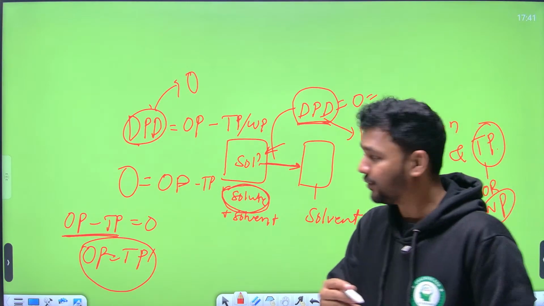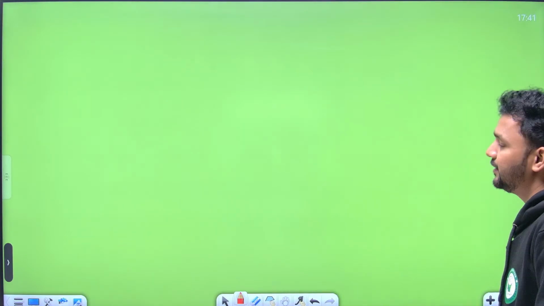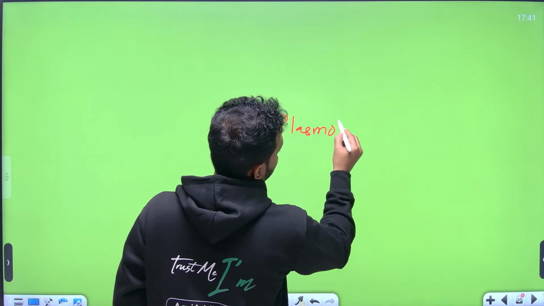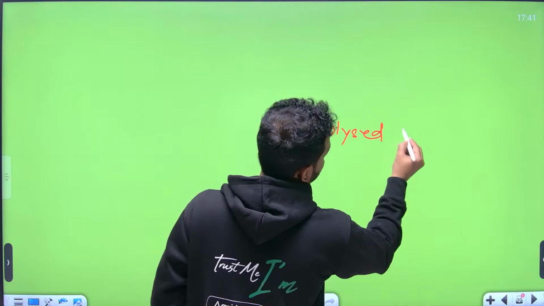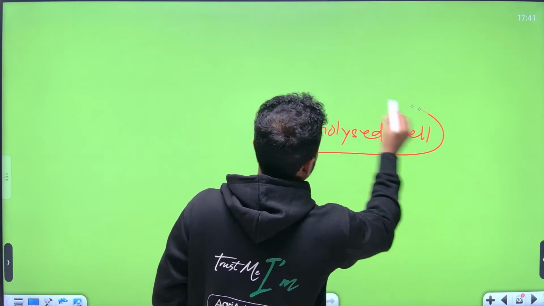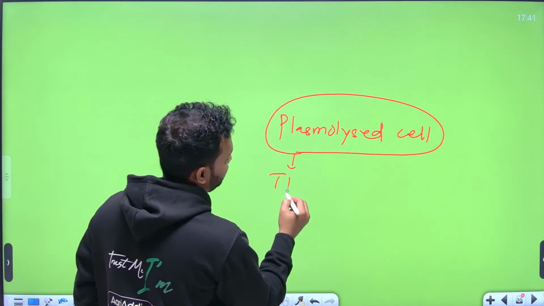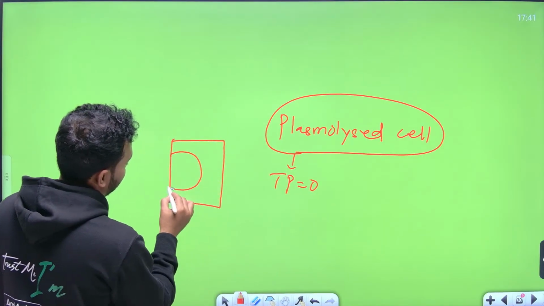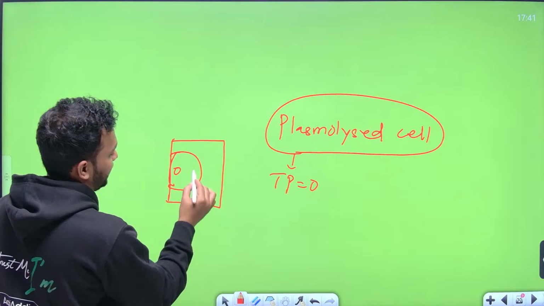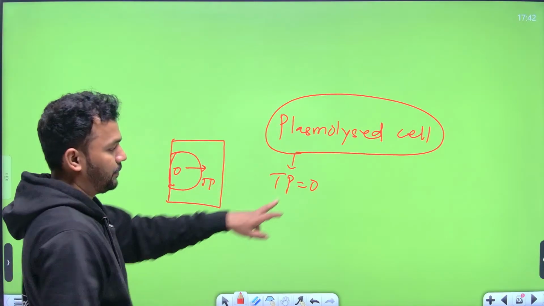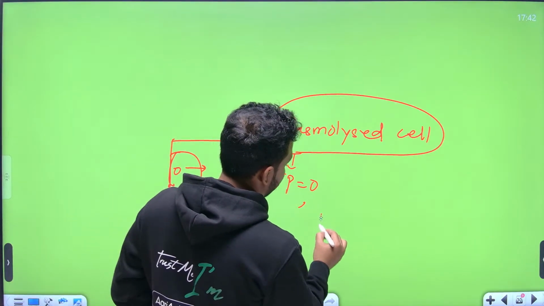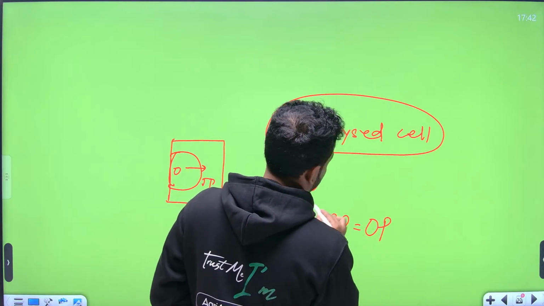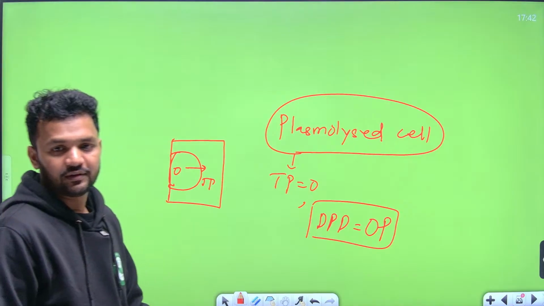But in plasmolysed cell, what will happen? In plasmolysed cell, here TP is equal to 0, because a plasmolysed cell will not exert, it cannot exert any turgor pressure. So TP equal to 0. So here in this case, DPD is equal to osmotic pressure in plasmolysed cell. Got it?